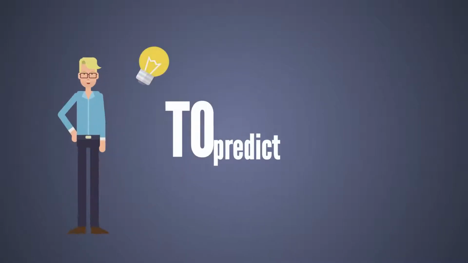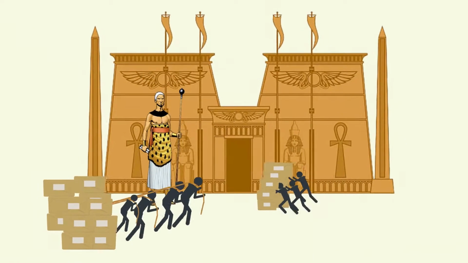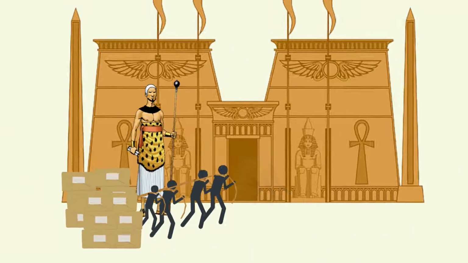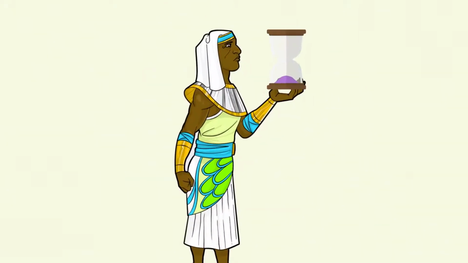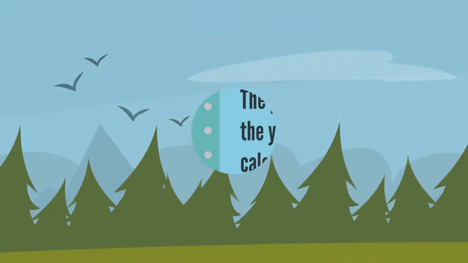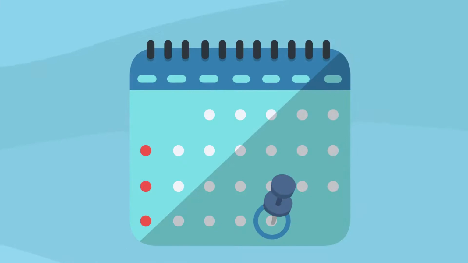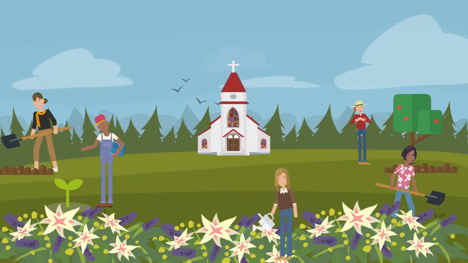Being able to predict the floods and use other formalized measurements gave the priest rulers enormous power to coordinate labor, space and time on their estates. The power to organize the year using a solar calendar was also exploited by the Catholic Church in Europe. The year was marked with planting and harvest festivals and saints' days.